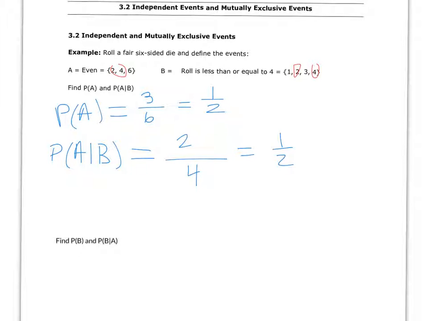All right, so we want to notice that we get equal values. In other words, the probability of A is equal to the probability of A given B. So it doesn't matter whether B has occurred or not. We get the same probability.